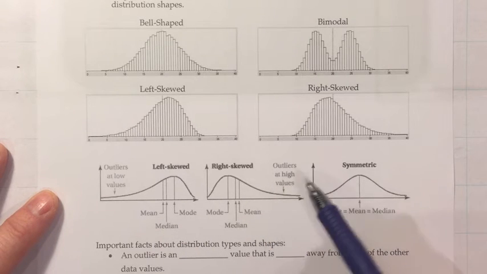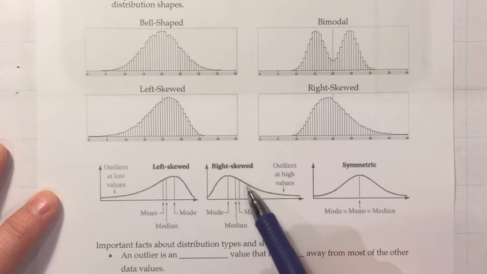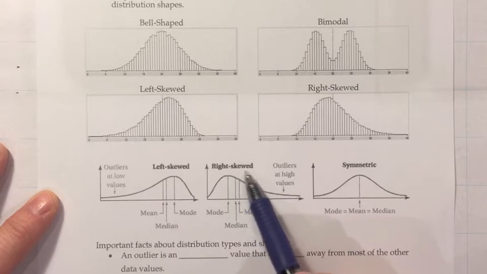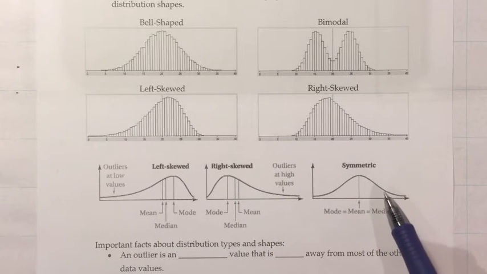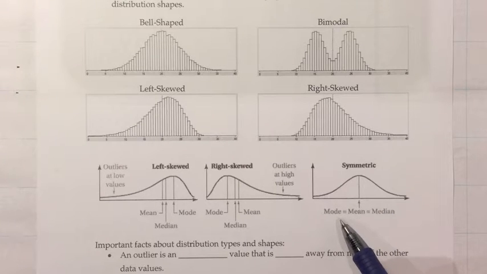For right skewed, it's the opposite. Your outliers are on the high side, and that pulls the mean or the average to the right of the peak and also to the right of the median. When we say it pulls the mean to the right, you could also say it skews it to the right, and that's where that language comes from. If your data is symmetric and only has a single peak, then the mode and the mean and the median will all be the same.